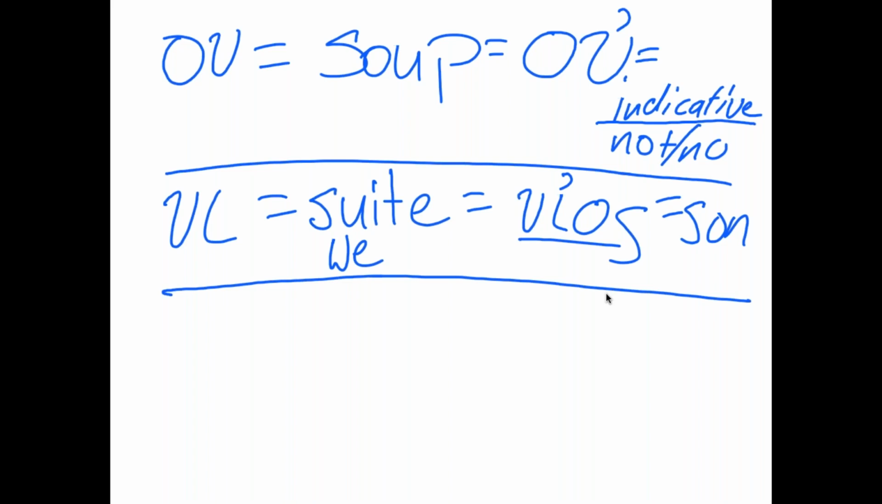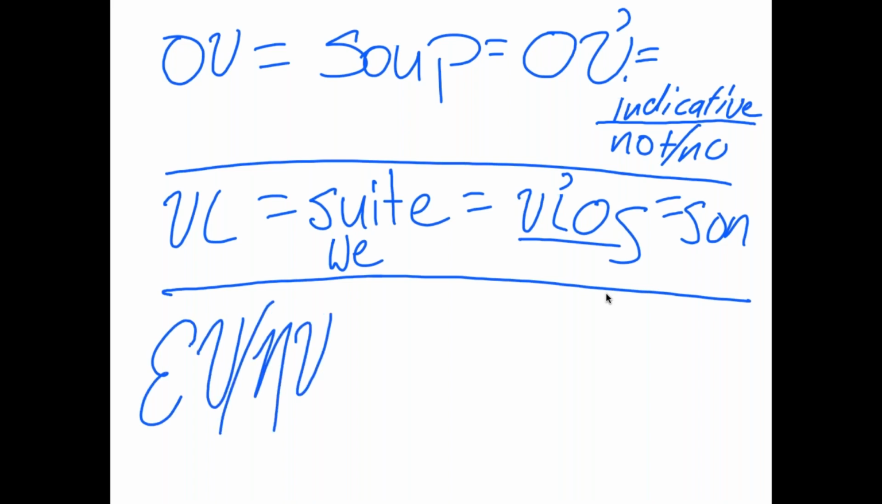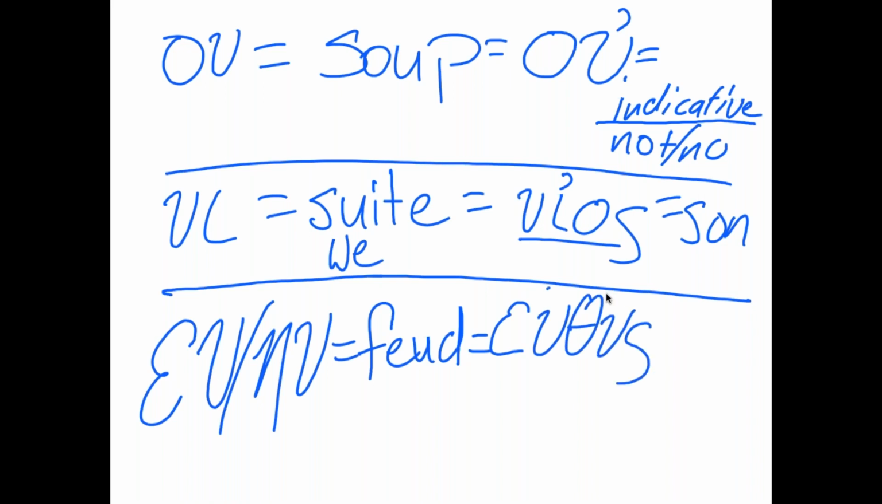And then the last one is epsilon upsilon slash eta upsilon. This is like the EU in feud. And a word that includes this is euthus. Euthus is Mark's favorite word. It means immediately.